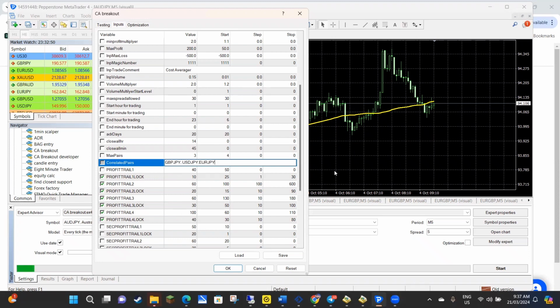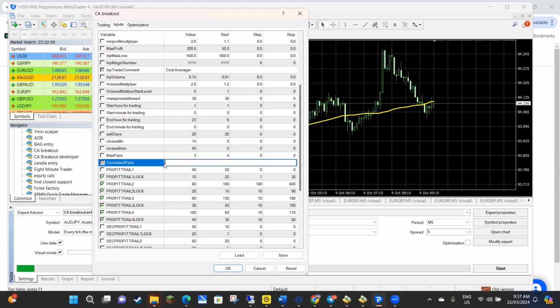Okay, so now if there is already a trade on pound yen, US yen, or euro yen, then the software won't trade on this pair, which in this example I'm saying is Australian dollar against the yen. So that's just a way you can stop it trading too many closely correlated pairs at once. And you could also add some other AUD pairs in there if you wanted to really make sure.